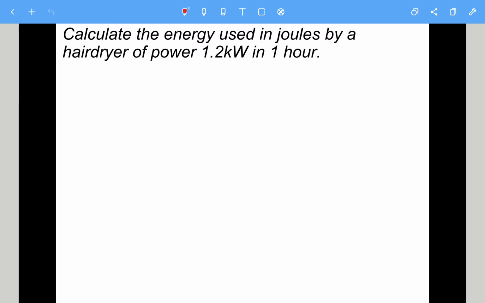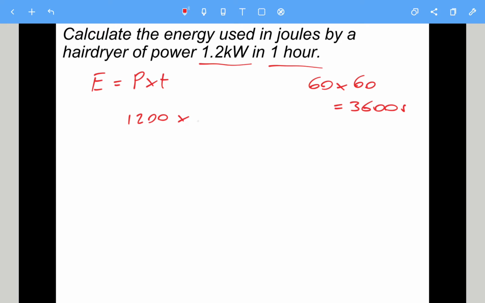So we need energy. So energy is power times time. And the power is 1.2 kilowatts, so 1,200 watts, times, and we've got 1 hour. So we've got 60 minutes times 60 seconds to give us 3,600 seconds. So we're going to times by the 3,600 seconds. Put that in your calculator, and we get 4,320,000 joules, or 4.32 megajoules of energy.